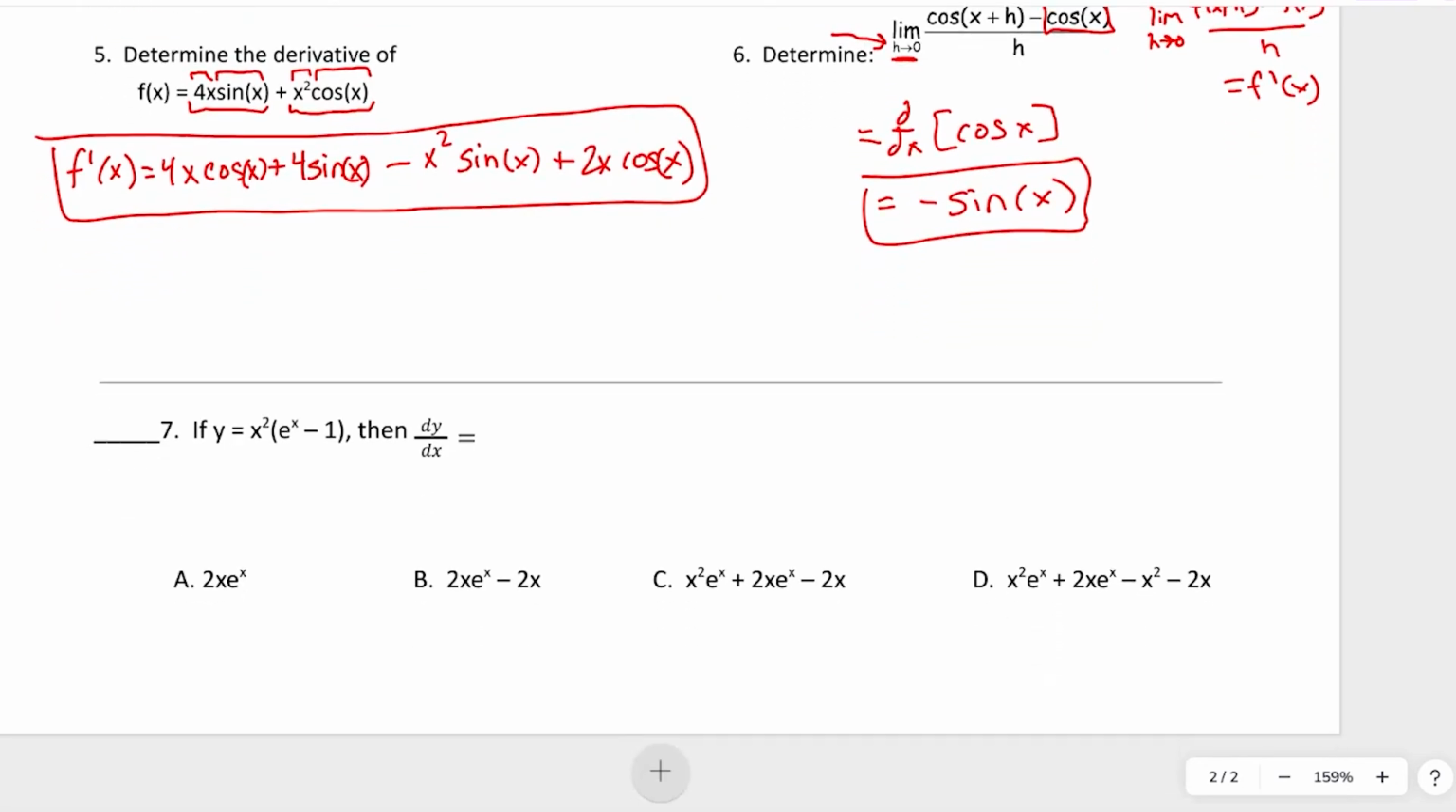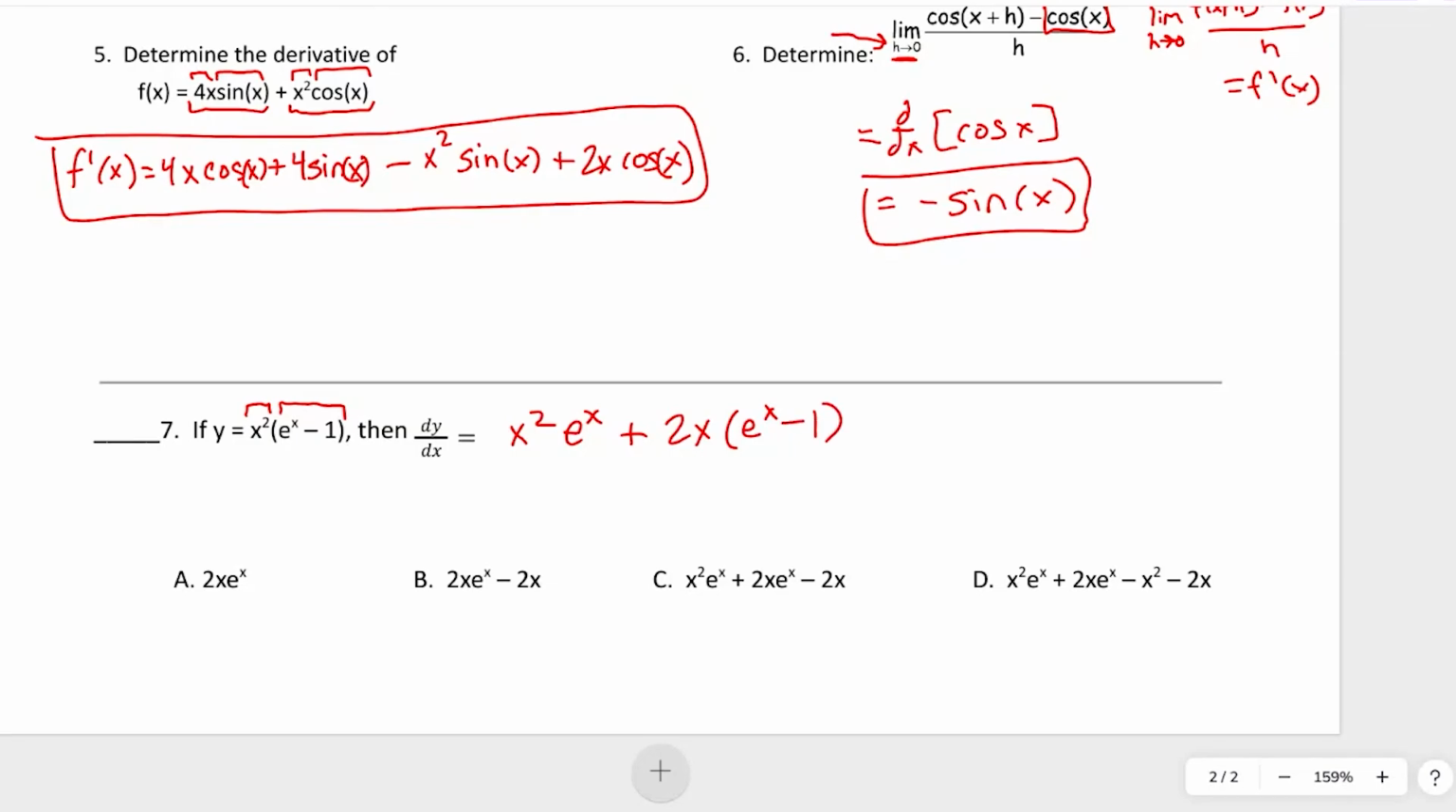Number 7, we got one last product rule question here. So here's my first function. Second function is going to be e to the x minus 1. So we're going to multiply x squared by the derivative of e to the x minus 1, which is just e to the x. The derivative of 1 is just 0. And then we're going to do plus the derivative of the first function, which is 2x, times the second function.